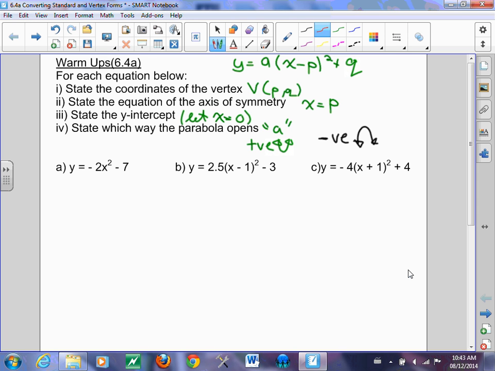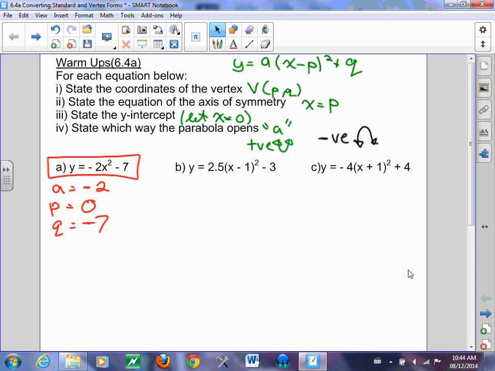Just to make sure we're on the right track, we're going to get started with A. And I always like to identify what my A, my P, and my Q is first. So A equals -2, P equals 0, and Q equals -7. This one, ladies and gentlemen, is tricky because it's represented in 2 forms of the quadratic. It's in vertex form where P is 0, but it's also in standard form where the B value is 0 as well. Okay, so I want you to be aware of that. That one tells you the standard form and the vertex form.